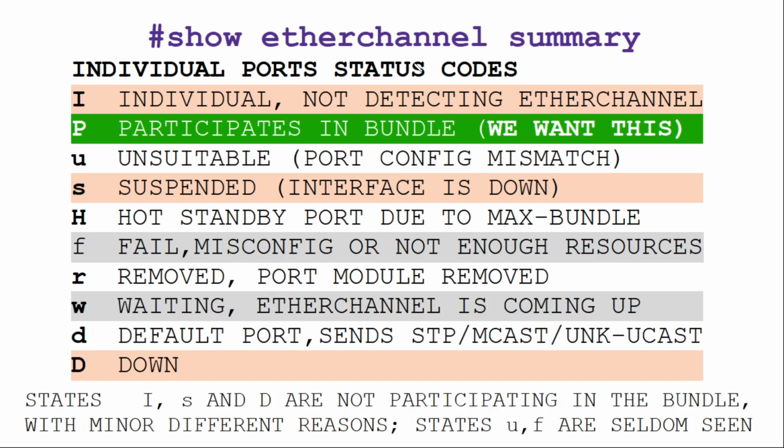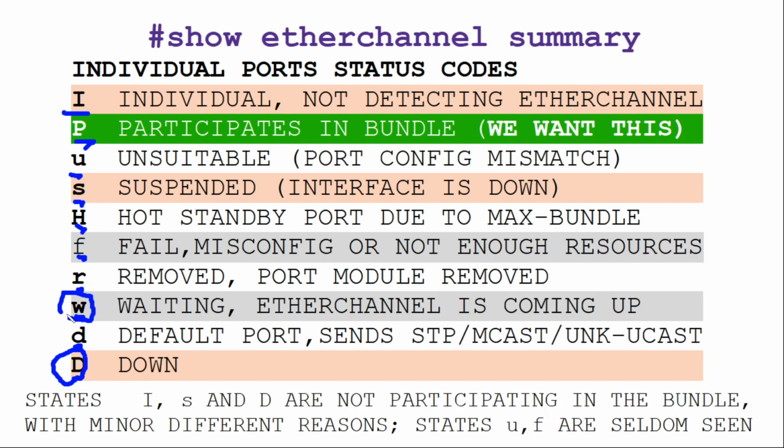Remember that show EtherChannel also provides you with the individual states. These are the individual states: I, P, U, S, H, F, R, W, D, and capital D. So for instance, if your interface is in administrative down mode, you will see this. If your interface is still waiting for frames from the other side, it is still negotiating the EtherChannel, you will see W.